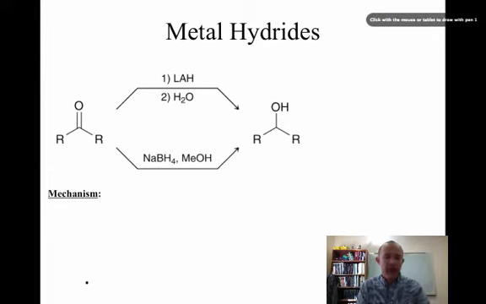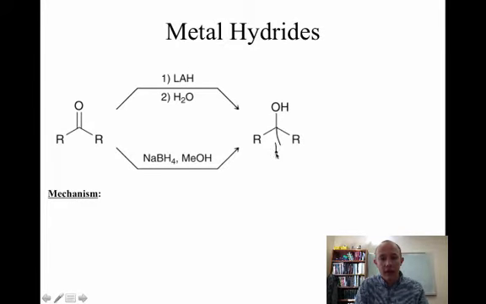We know that if you have a ketone, and we react that with lithium aluminum hydride or sodium borohydride, we get an alcohol, and that's because we have a nucleophilic source of hydrogen that adds to the carbon of the carbon-oxygen double bond. So just to refresh our memory, if we had, let's say, acetone, we reacted that with lithium aluminum hydride.